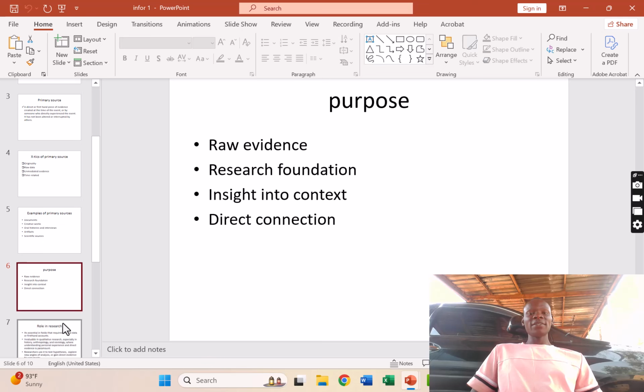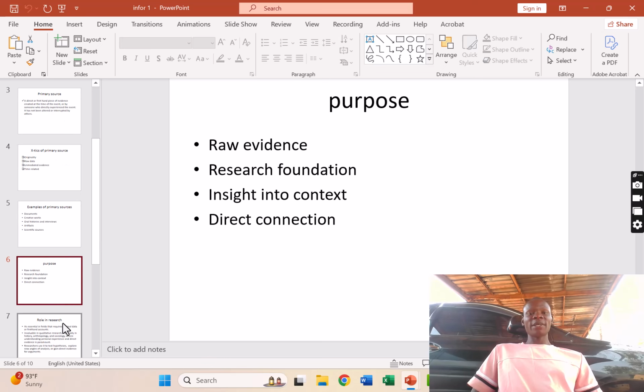Now, what is the purpose? The purpose of a primary source is the raw evidence. Okay? The raw evidence. They offer unfiltered and unmediated access to the past or present, providing a first-hand account. That's the purpose and the benefit, let me say the importance, of a primary source.